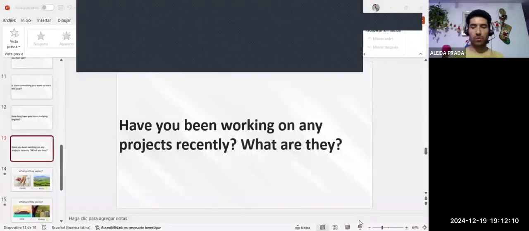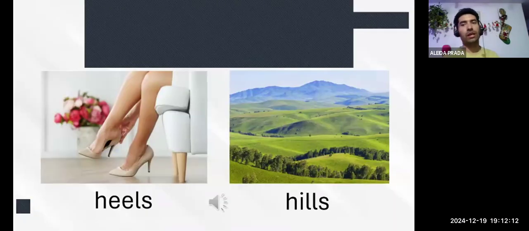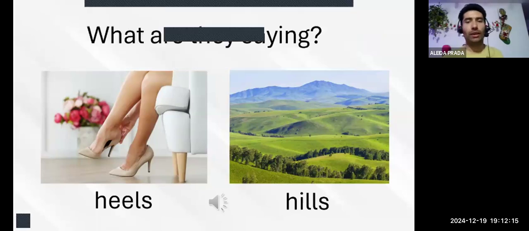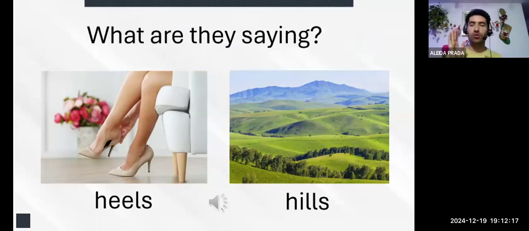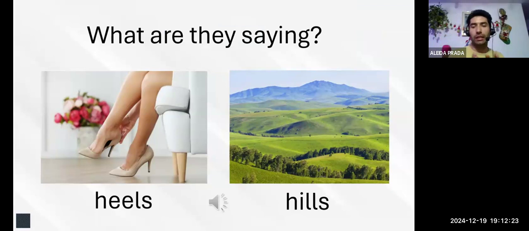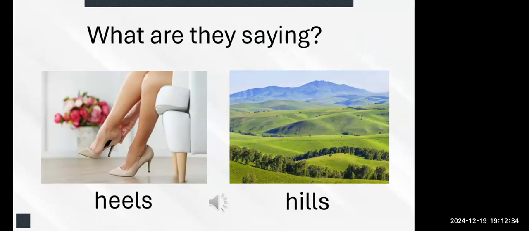Yeah, it's this one. And what we're going to do is this. Here you're going to listen to a person. We have two pictures and we have the most important word in each picture. For example, in the first one, we have the heels, okay? In the second one, we have hills. It's slightly different, yeah?